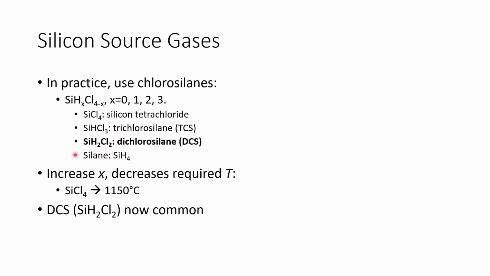If we increase the X number, then we can decrease the required reaction temperature. For example, for silicon tetrachloride, the required reaction temperature is high. It's 1150 degrees C. So now the DCS is the most commonly used source gas.